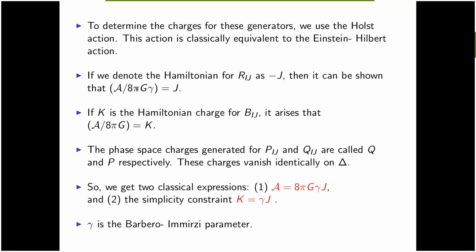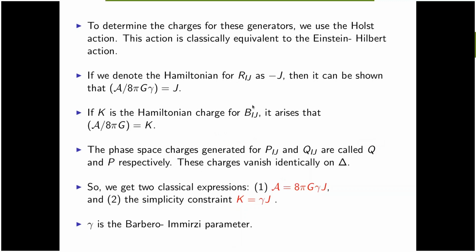And what we find out is that corresponding to this rotation, we have a charge which is the area of the black hole. We start from the gravitational field equations, and we find out what are the charges corresponding to the rotational vector fields for the group of symmetries that preserve the black hole structure. So the group of symmetries that preserve the black hole structure give rise to a charge which is the area of the black hole, which we see as A over 8 pi G gamma. Now, the same for the boosts.